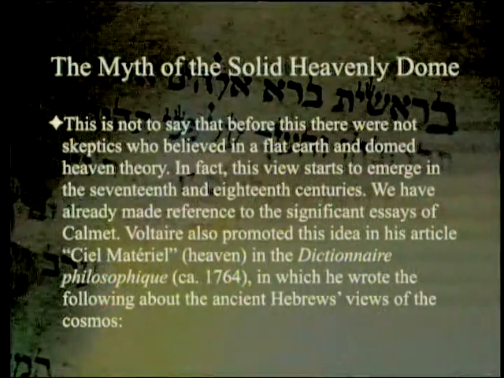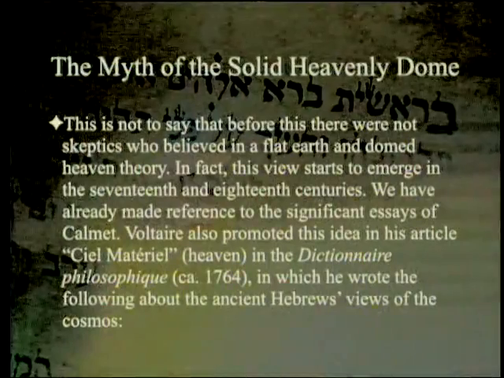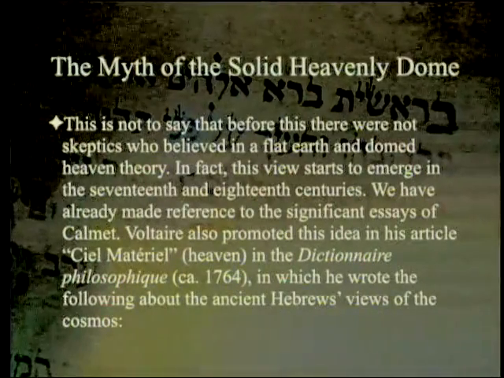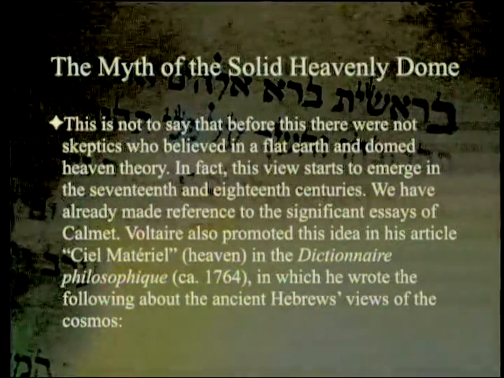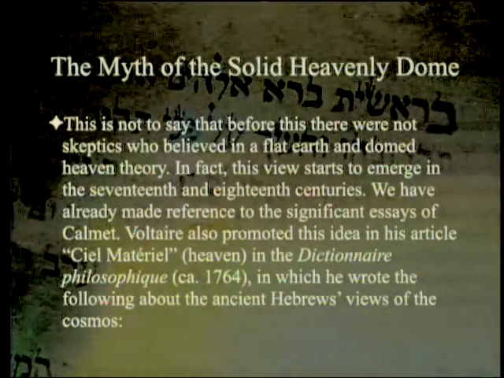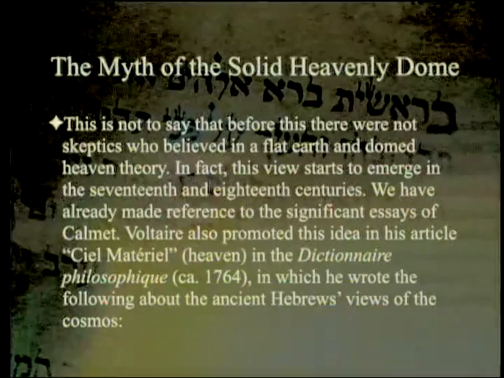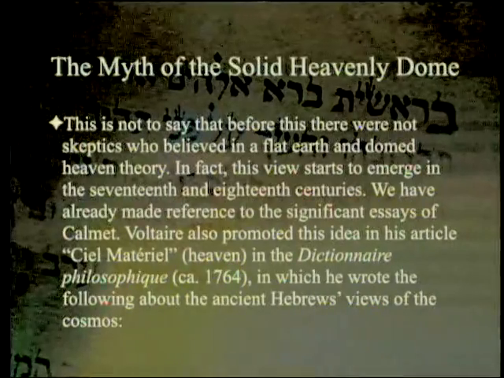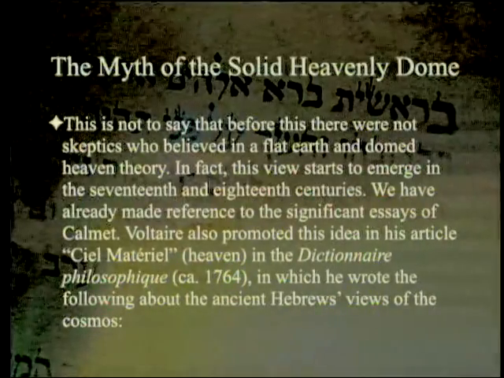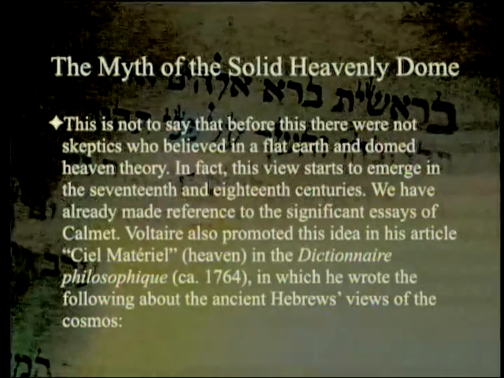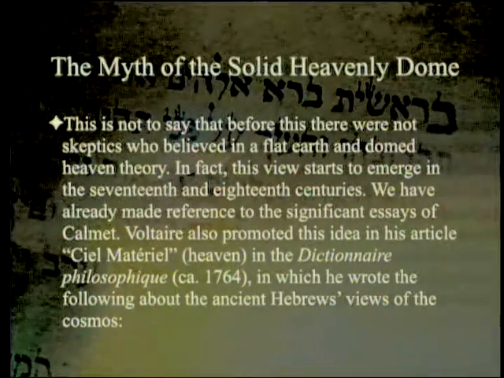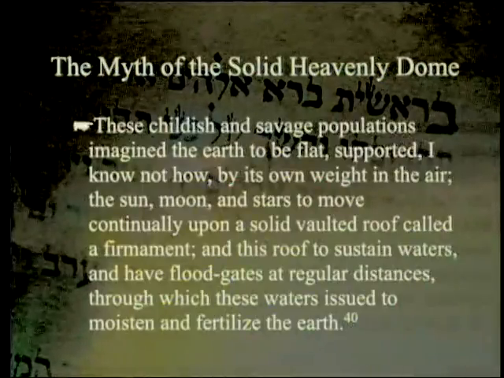heaven theory. In fact, this view starts to emerge in the 17th and 18th centuries. We've already made reference to the significant essays of Calmet. Voltaire also promoted this idea in his article Ciel matériel, heaven, in the Dictionnaire philosophique, in which he wrote the following about the ancient Hebrews' view of the cosmos.